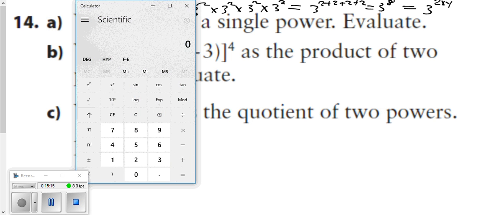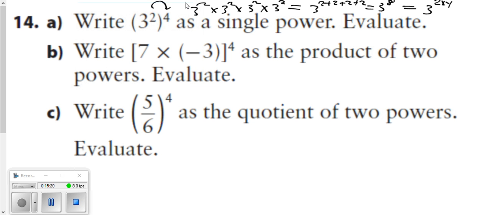Evaluate that. For your next one, you have the product of two numbers to an exponent outside brackets. The rule is you can do one of two things. You can simplify the product, take that number and multiply it by itself four times, or you can distribute the exponent to each part of the product. First over the second. So as the product of two powers, you separate the exponent 4, multiplied by negative 3 to the power 4.